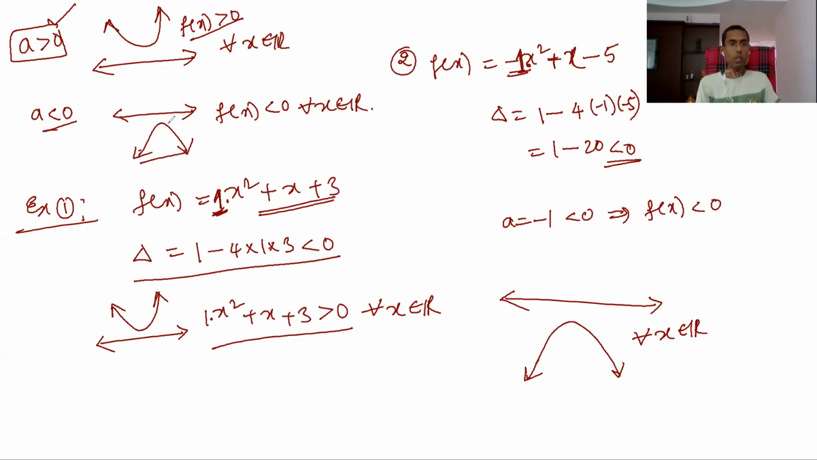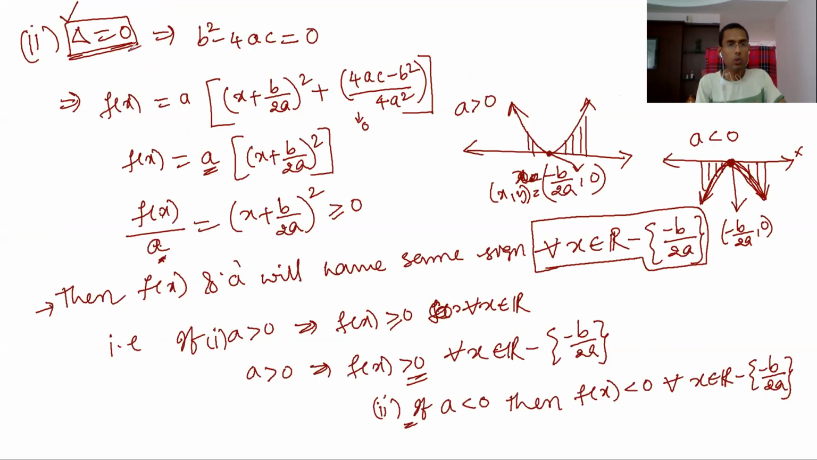So the conclusion is, for delta less than 0, that means imaginary roots. If it has imaginary roots, then f of x and a will have the same sign for all real numbers. Means if a is positive, the expression is positive; if a is negative, the expression is negative. For this we discussed examples.